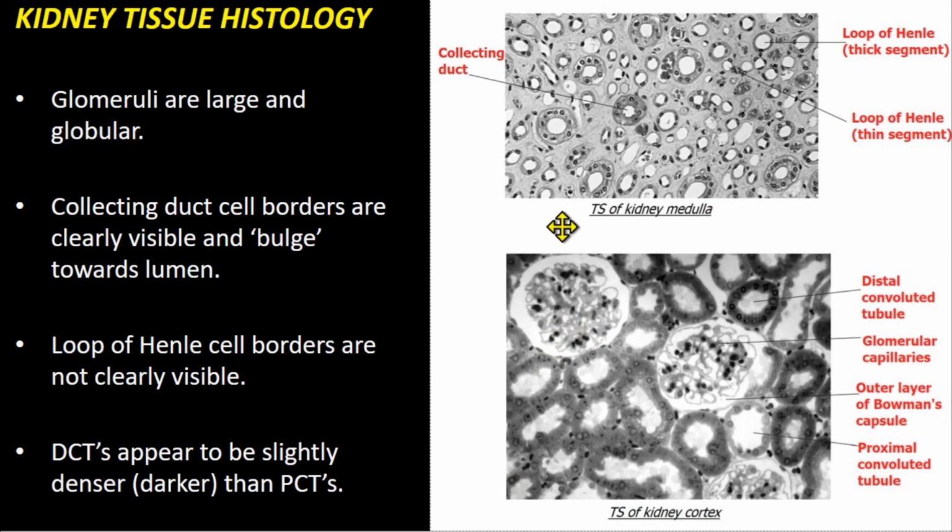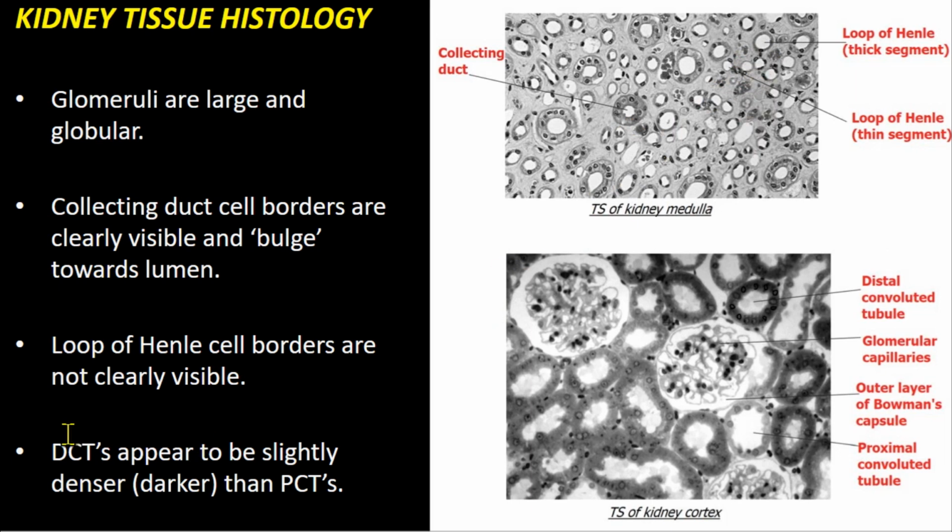Now in the medulla, you're going to see the collecting duct. The cell borders in the collecting duct are clearly visible and they bulge towards the lumen. This is basically where the aquaporins are going to be located. The loop of Henle cell borders are not clearly visible. Here you can see them, one here and one here. We have the thin segment and the thick segment.